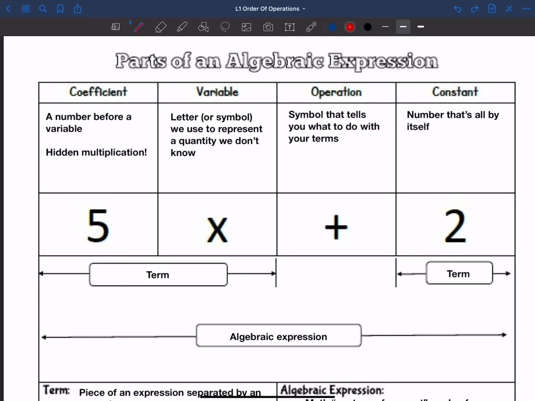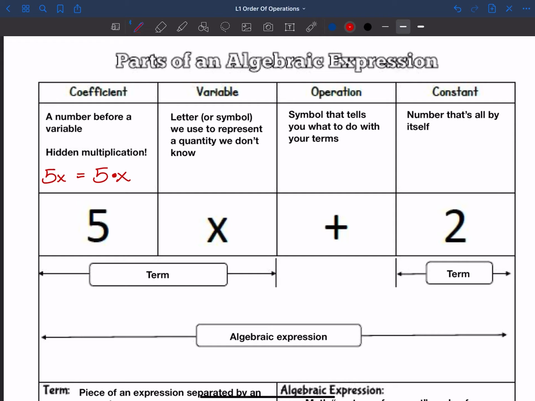So this 5 that's up front here is called a coefficient. A coefficient is just a number that's coming before a variable. So you'll see like 5x, 3y, 74z, 45a, and whatever else. What's really going on there is that it's hiding some multiplication. In this expression, we have 5x. That is the same exact thing as 5 times x. It's telling me that there's this thing called x, and I have 5 of that thing.